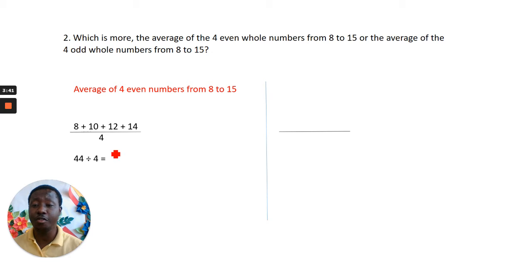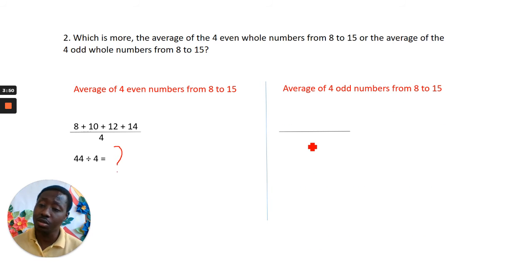So now you write your answer here for me. What is the answer? I will not tell you. Then you do the average of 4 odd numbers from 8 to 15. What are the odd numbers? Odd numbers, when you divide by 2, you will get a remainder. They are not divisible by 2 without a remainder. So the odd numbers from 8 to 15, we have 9, 11, 13, and 15. Now, let's divide this by 4. And we're going to get 48, right? I think so. Divided by 4.